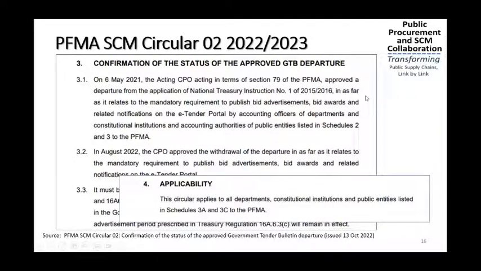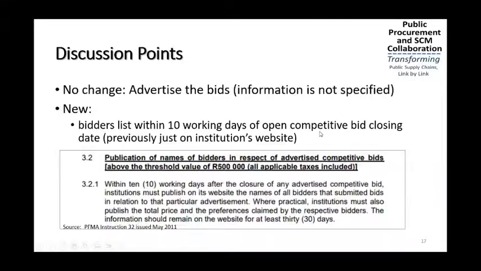Now, the circular applies to all government departments, constitutional institutions, and public entities listed in 3A and 3C of the PFMA. Now, discussion points. As I did indicate, there's not really much change in terms of advertising of the bids. Information is not specified. What is new in this is that bidders must list, I call it a tender register, but it's bidders list. Bidders list within 10 working days of the open comparative closing date.